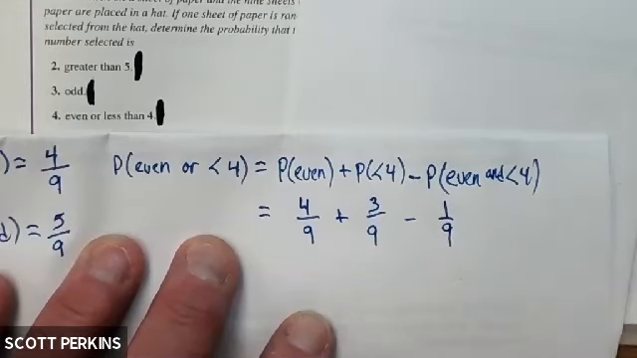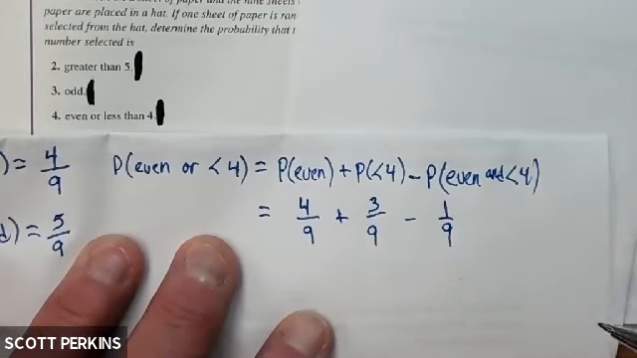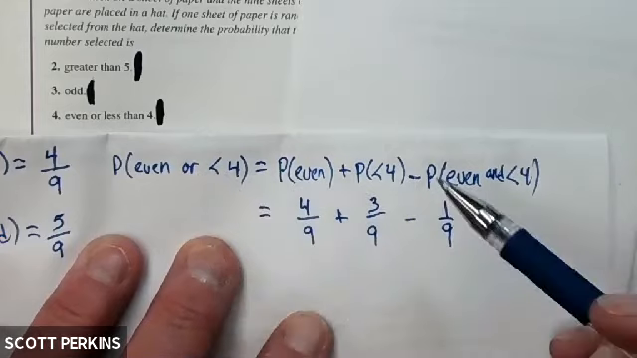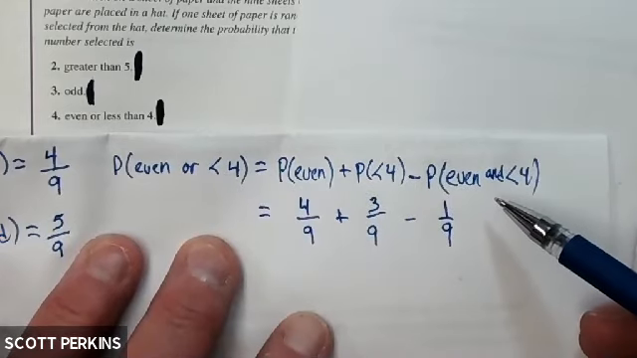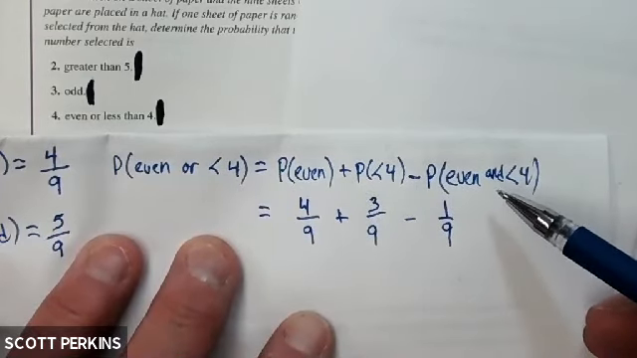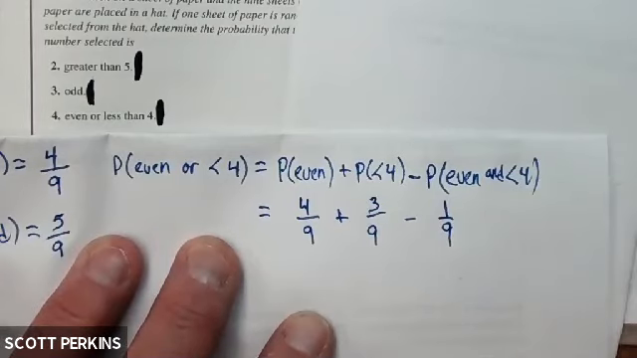By the way, does anyone remember what it's called when I have two events where the probability of them happening together is 0? What is it called when two events cannot happen at the same time? It is impossible. The probability is 0. Yes, better.